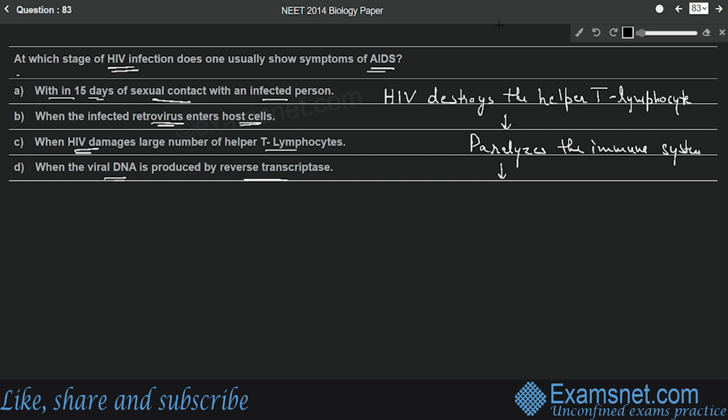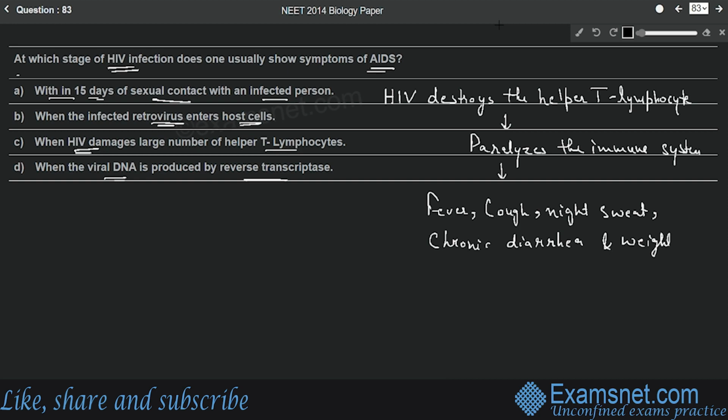So it will show various symptoms such as fever, persistent cough, night sweat, then problems affecting the skin, mouth, etc. Then chronic diarrhea and weight loss, etc. And the reason is severely damaged immune system. Therefore, the correct answer will be option number C, when HIV damages large number of helper T lymphocytes.